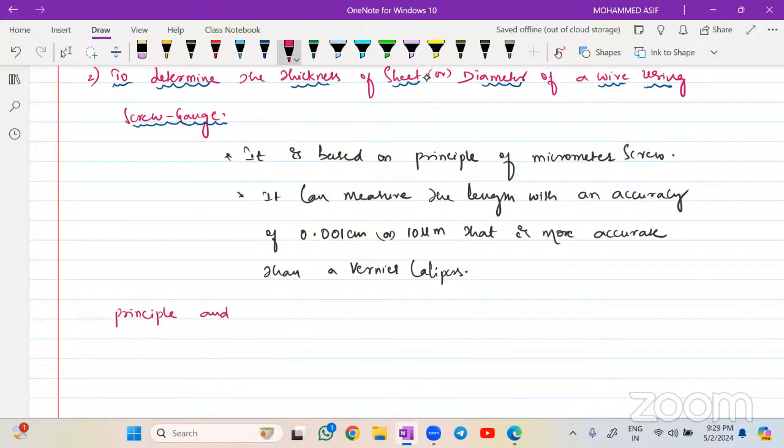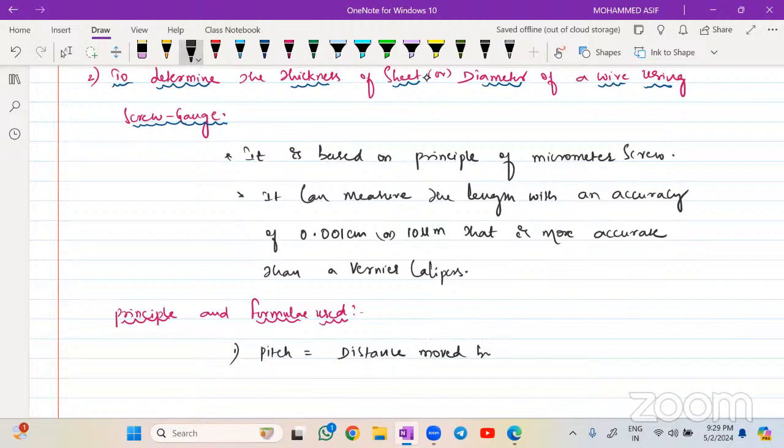What is the principle on which it is working and what is the formula used in this one? So first formula, what do you have to remember here? Pitch is equal to distance moved by the screw divided by number of full rotations given.